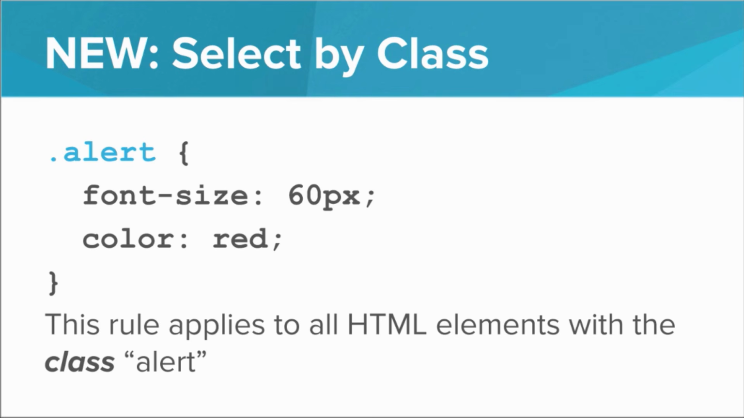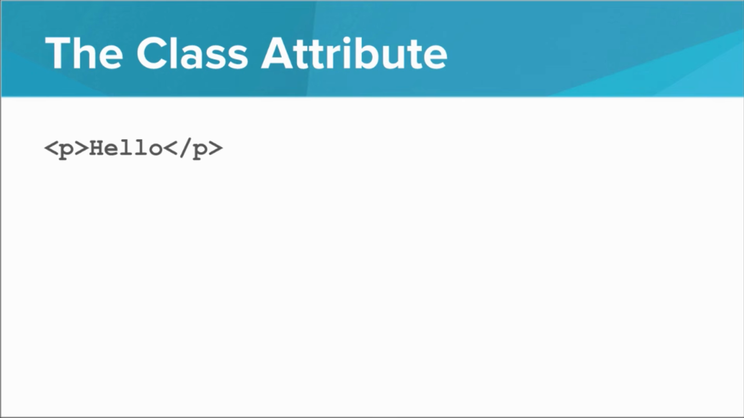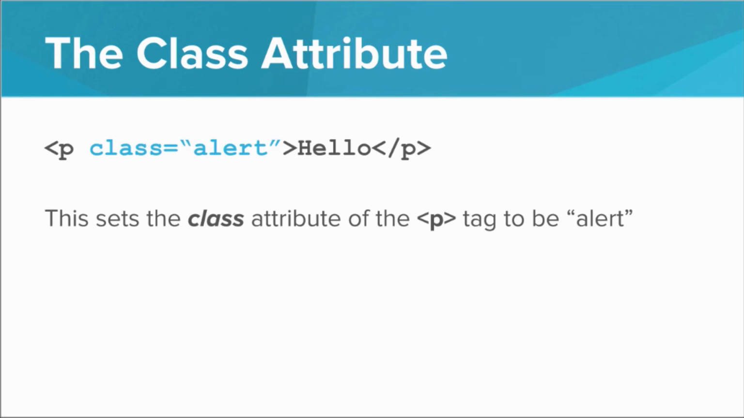Now what do I mean when I say class? How can an HTML element have the class alert? Well, introducing the class attribute. So class is an attribute that we can add to any HTML tag in order to style a specific group of elements. So let's say I had a standard p tag. I could add a class attribute to this p tag and set the value of that attribute to be alert. So now this p tag has the class alert.